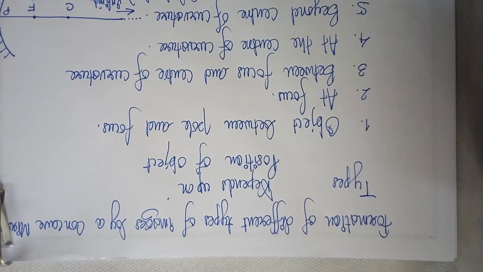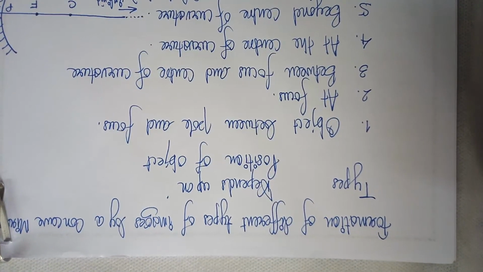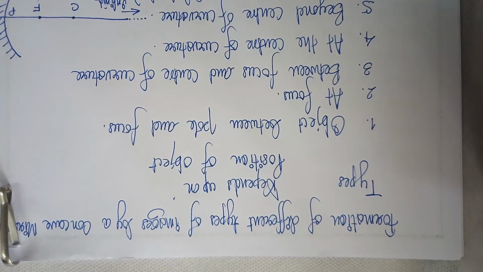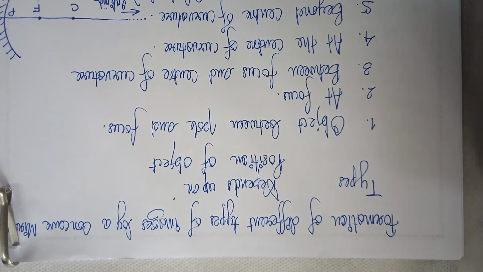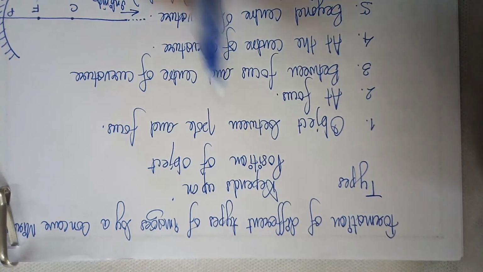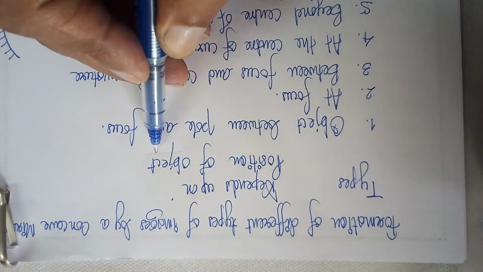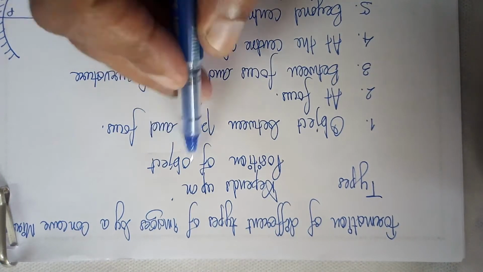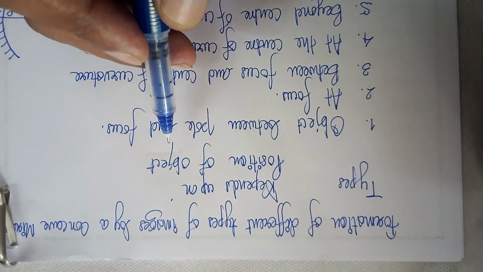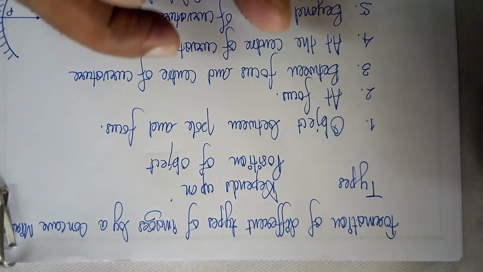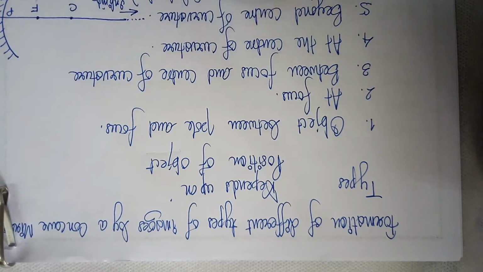Now, the formation of different types of images by a concave mirror. The type of image formed by the concave mirror depends upon the position of the object in front of the mirror. We can place the object at different positions from the concave mirror to get different types of images.